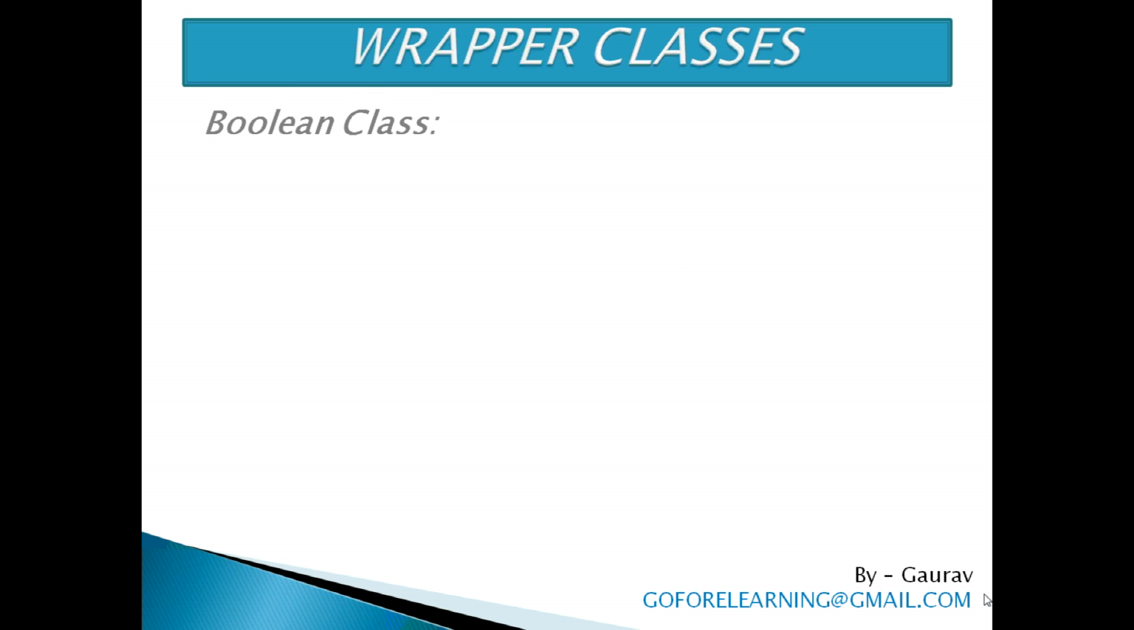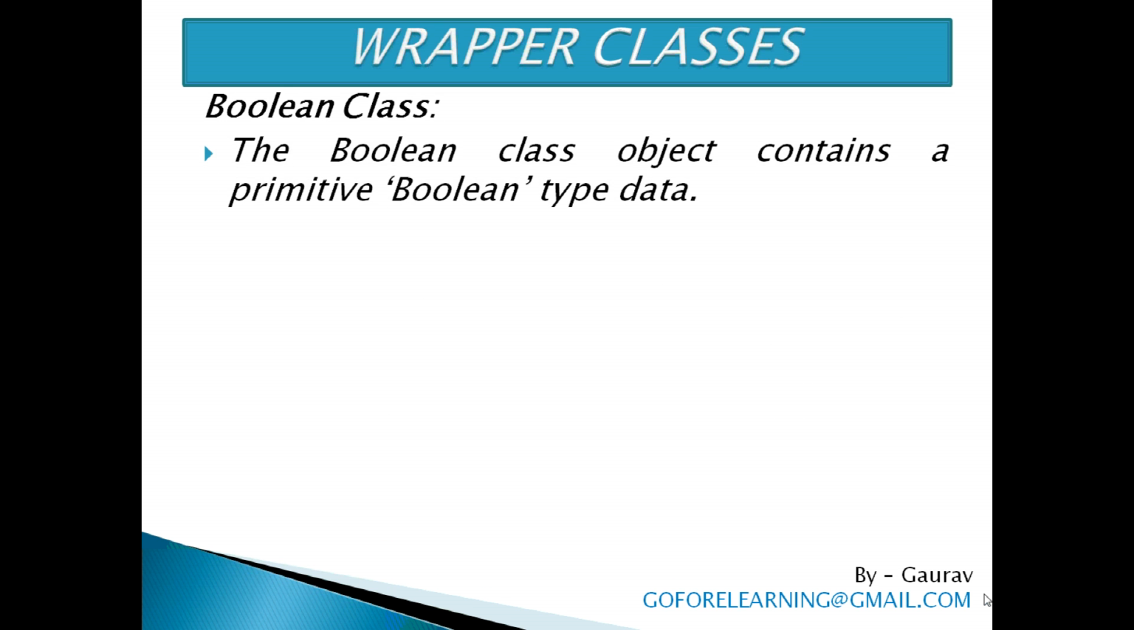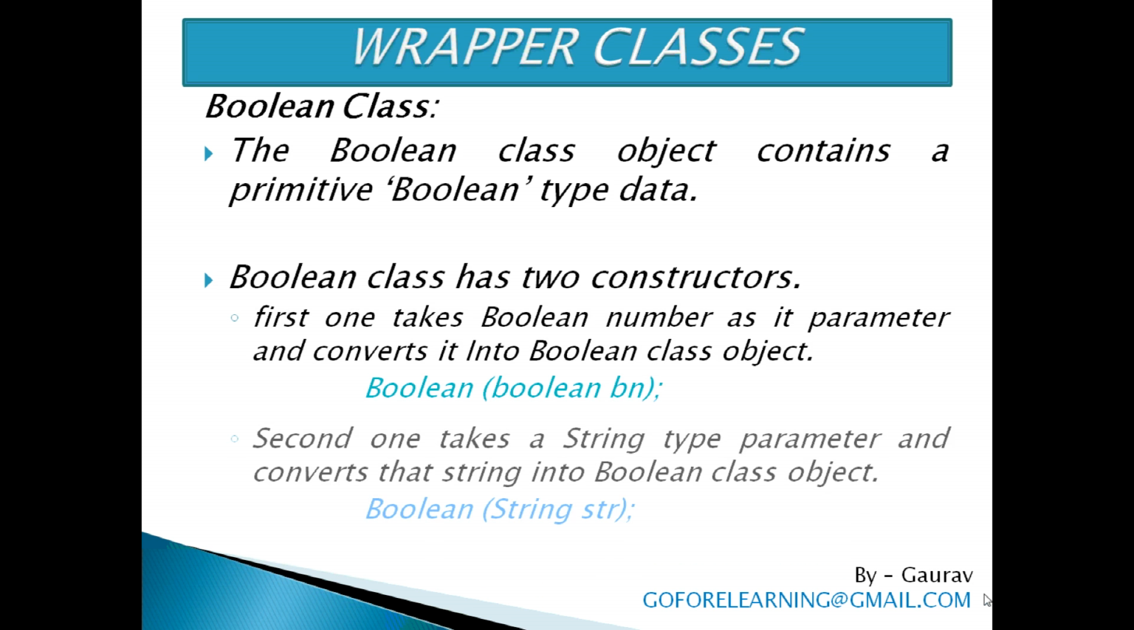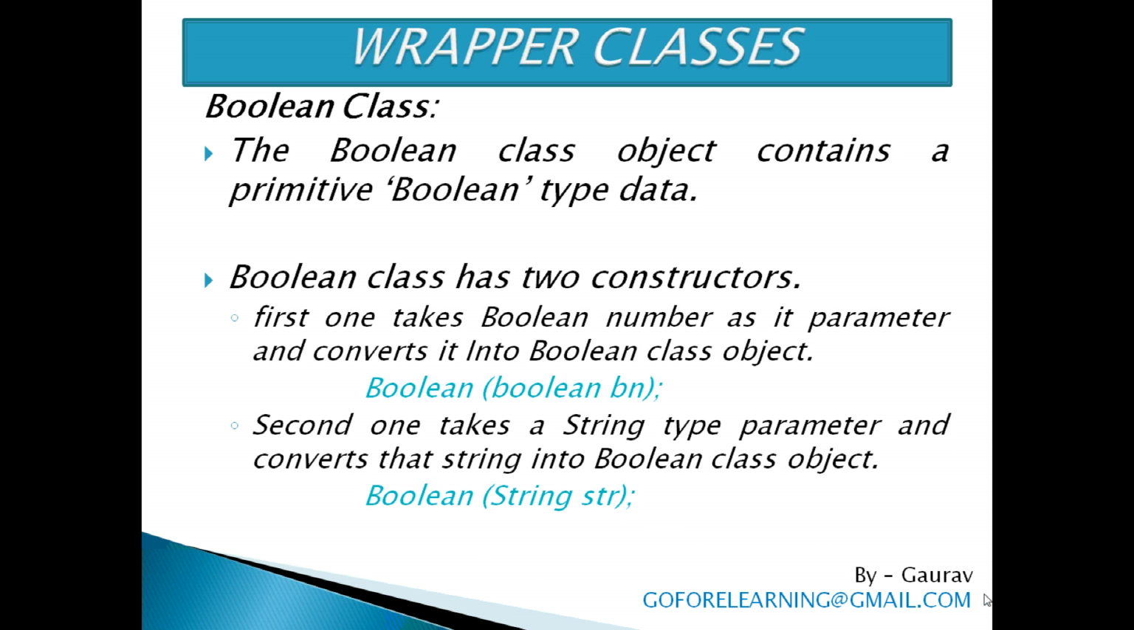Another one is Boolean class. The Boolean class object contains a primitive boolean type data. Boolean class also has two constructors. The first one takes a boolean value as its parameter and converts it into a Boolean class object, and the next one takes a string type parameter and converts that string into a Boolean class object.